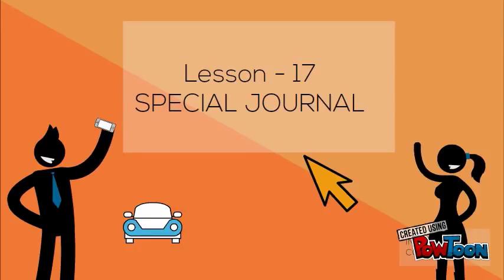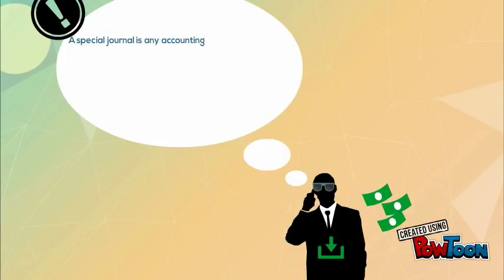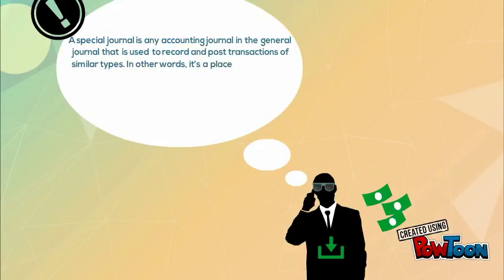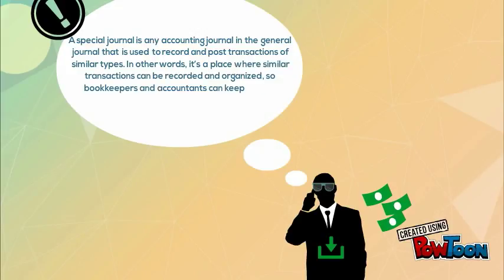Lesson 17: Special Journal. A special journal is any accounting journal, other than the general journal, that is used to record and post transactions of similar types. In other words, it's a place where similar transactions can be recorded and organized, so bookkeepers and accountants can keep track of different business activities.